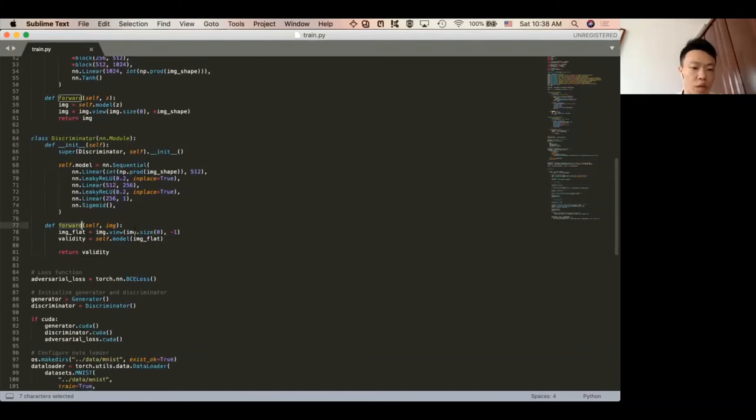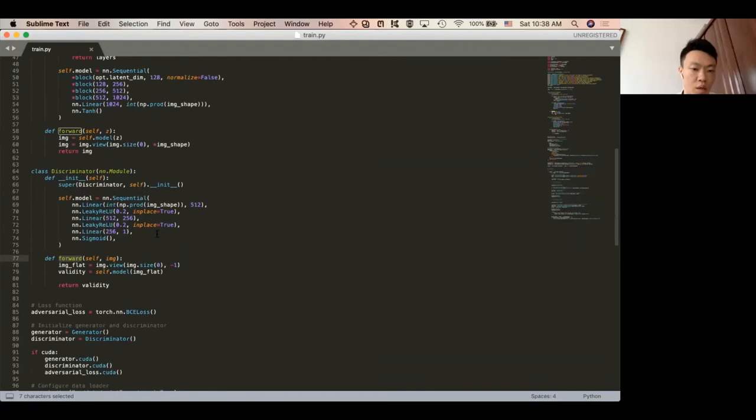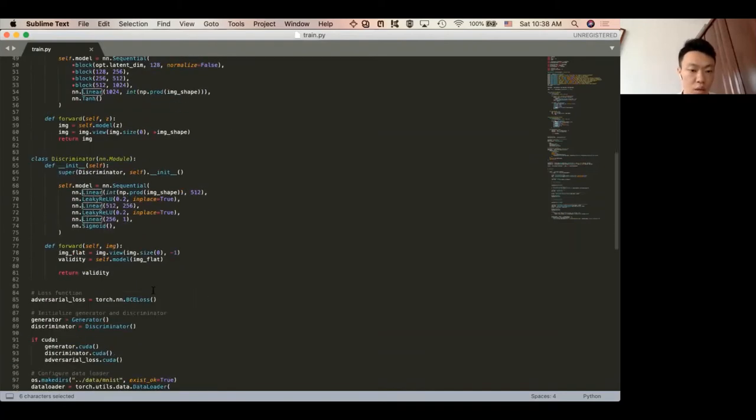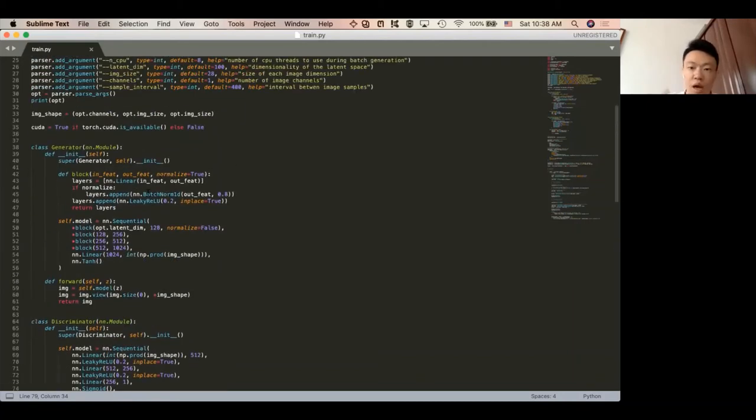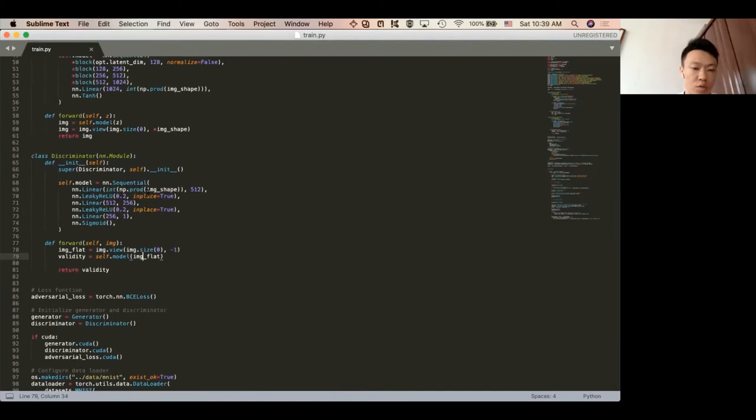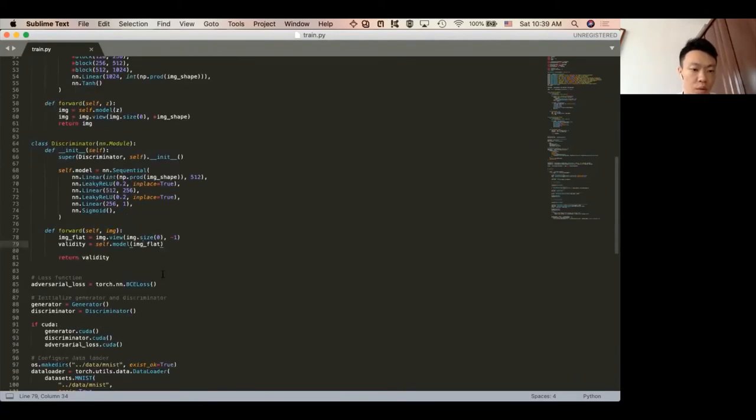So now the forward operation will take the image. Right now you can see why we have linear, because here I flatten it. You see that I reshape the image into a flat one, which means we have vectorized it into a vector and then put it into the model. This model will treat every image as a vector instead of a tensor or matrix. So that's why I don't use a convolution here. But using convolution will be better, I assume. So at the end, this model will output the validity, which means how likely this image looks like a real one.